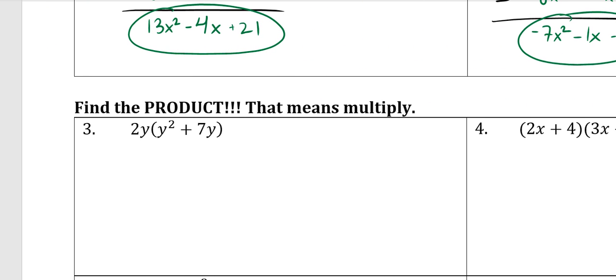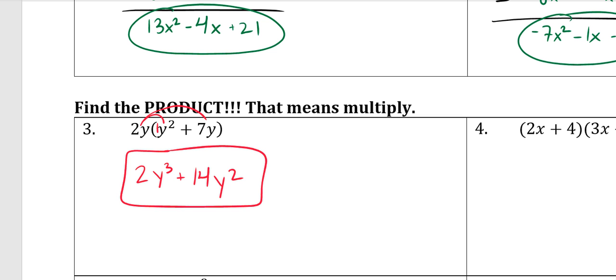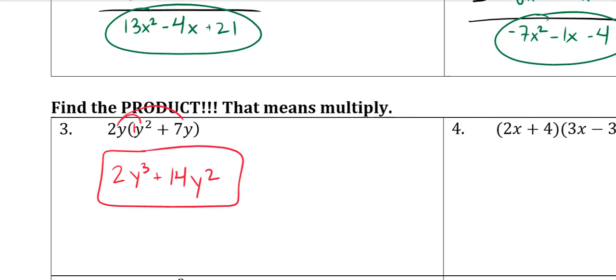After we learn how to add and subtract, we talked about multiplying. We call it finding the product. So we do it with distribution. If there's just one term to distribute, then you just distribute one term. There's technically a 1 in front of this. 2 times 1 makes 2. Y times y squared is y to the third power. You add your exponents when you're multiplying like that. Distribute the 2y to the 7y. 2 times 7 is 14. Y times y is y squared. So 2y cubed plus 14y squared.